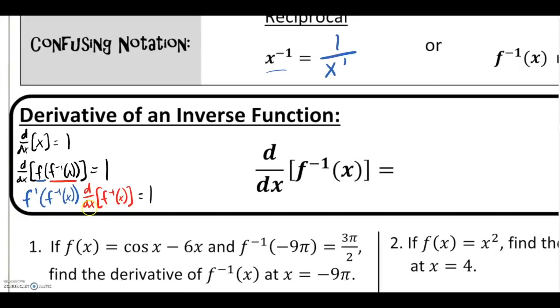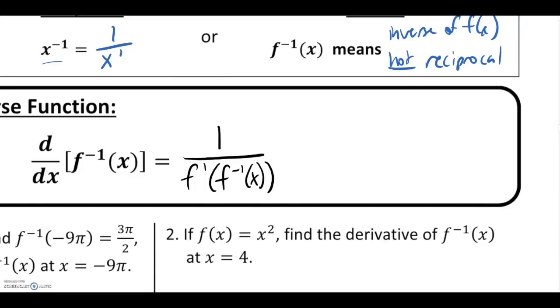And now solving for the derivative of the inverse function of x, all we'd have to do is divide both sides by f prime of f inverse. And that will give us 1 over f prime of f inverse of x. And that will always define the derivative of the inverse of any function f of x.